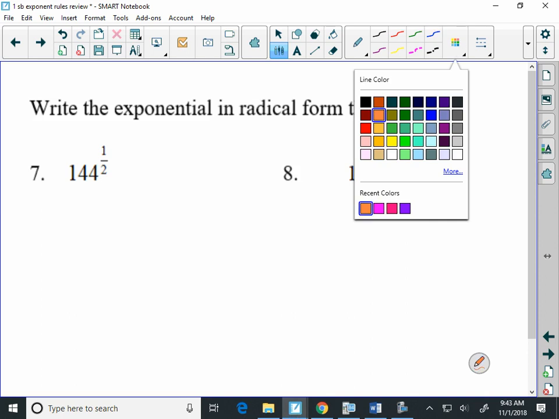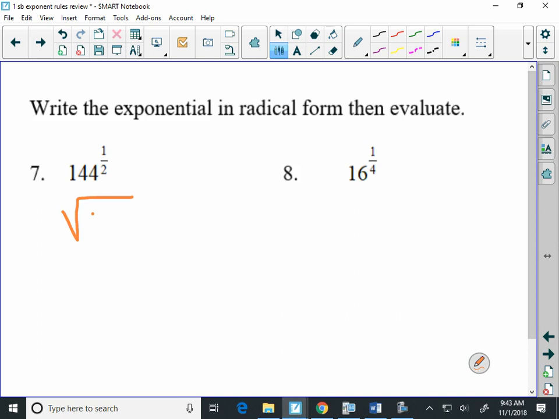When we look at this one, write the exponential in radical form. Well, this is going to be 144. The 2 in the denominator goes in the check mark part, but I'm not going to write it. Because what does the square root of 144 equal? Most of you know that already from your quick recall in Algebra 2. And it's 12.